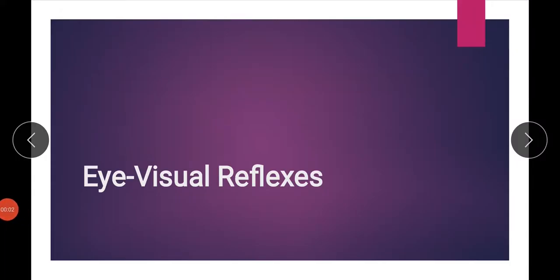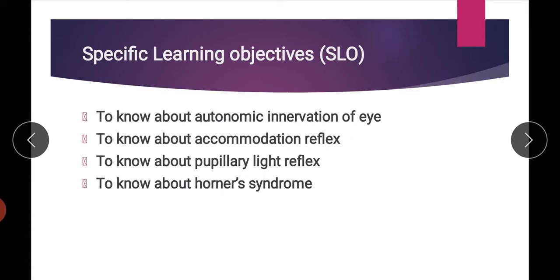Hello everyone. Today we are going to discuss visual reflexes. The specific learning objectives of today's lecture are to know about autonomic innervation of the eye, to know about the accommodation reflex, to know about the pupillary light reflex, and to know about Horner syndrome.